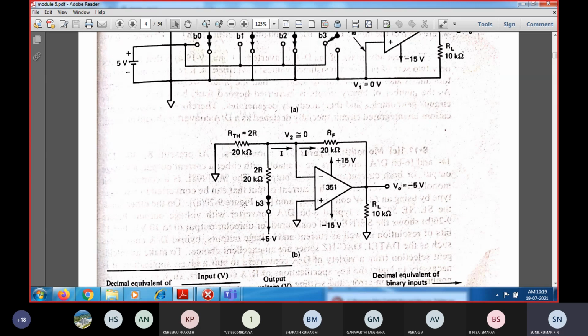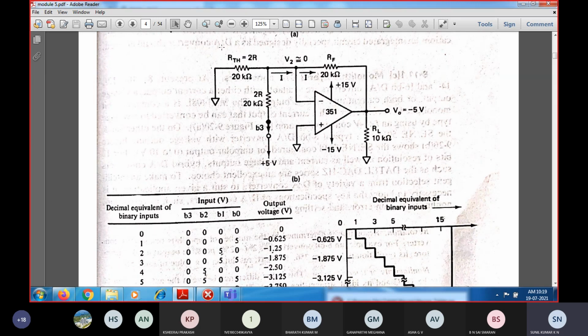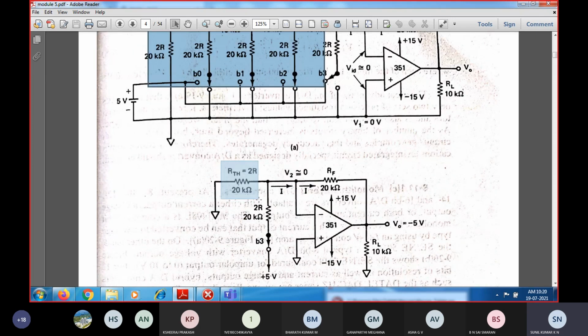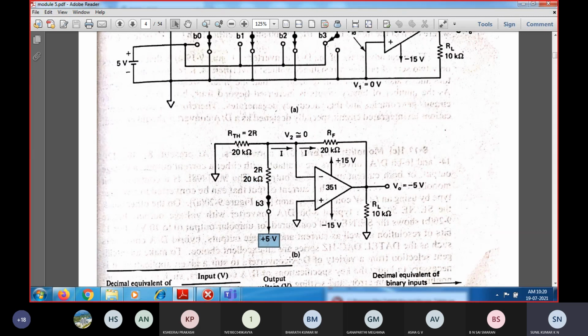So 2.5 volts, and correspondingly we need to find the current which will be flowing. You can see the Thevenin equivalent resistance from this part, up to here, will be equal to 2R, and this is the 2R resistance for which the bit position is given, as the equivalent circuit has been drawn. So plus 5 volts, and the value of the current flowing over here: we have 2.5 volts, so 2.5 divided by 2R will be the amount of current flowing.